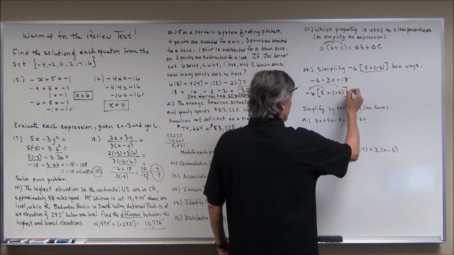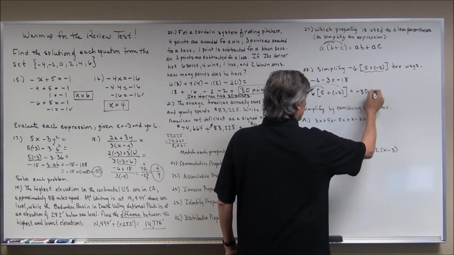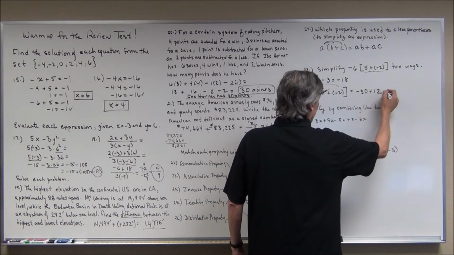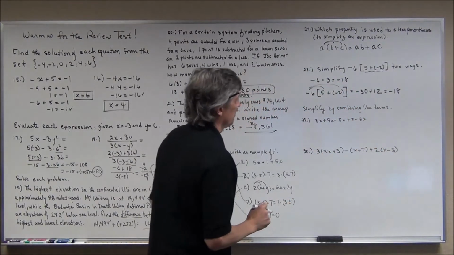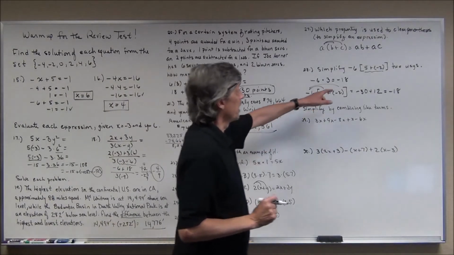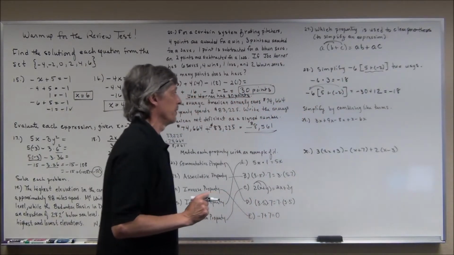By multiplying through, I have negative 6 times 5 is negative 30, plus negative 6 times negative 2 is positive 12. Negative 30 and 12 gives me a negative 18. Now, I actually like the first method a little bit better because it's a little bit faster, but that's because everything's a number. If there were variables mixed in, you'd want to go with the distributive property.